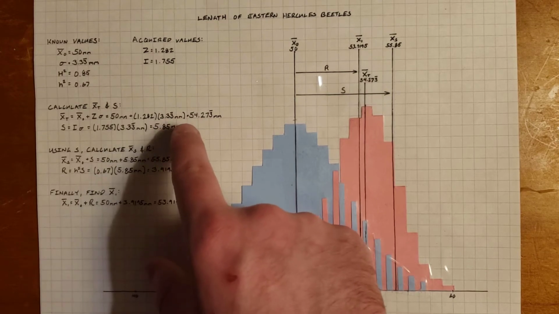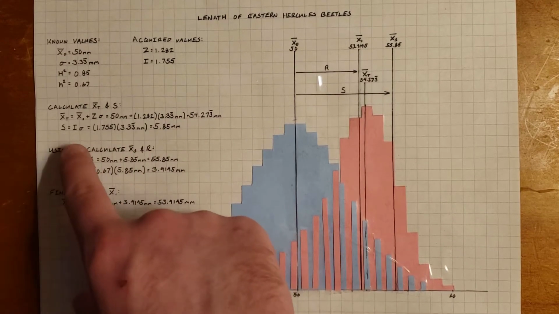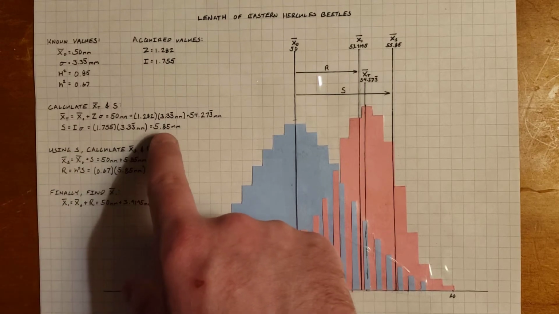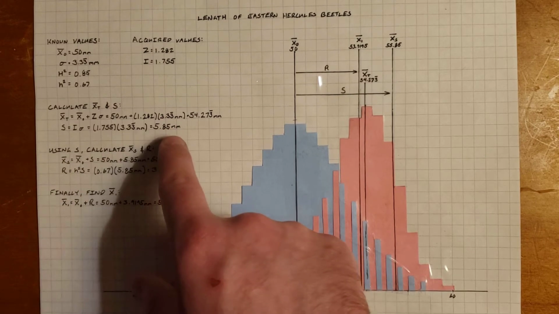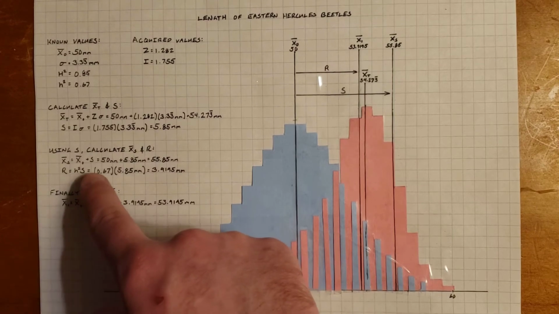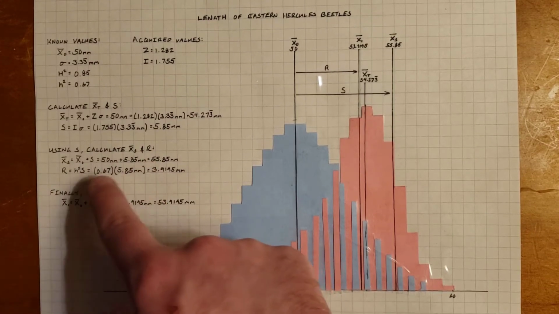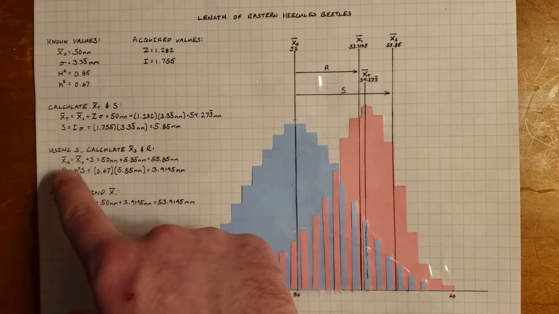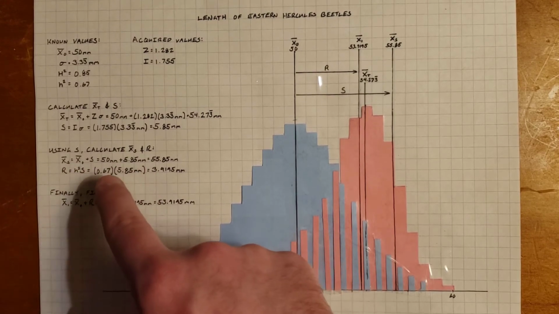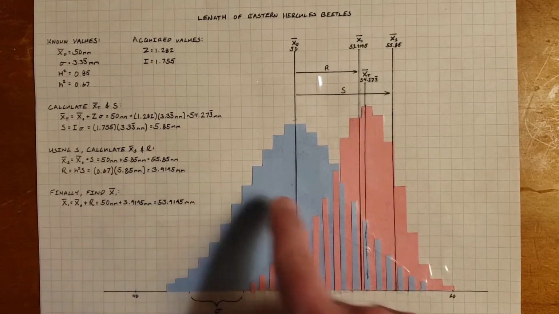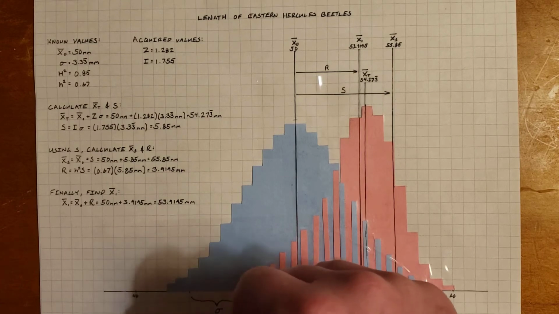I then need to find the selection differential. Easy. Selection intensity times standard deviation, 5.85 millimeters. I then take this selection differential and add it to my original mean in length, and I get the selected population of the original population, and that's going to be 55.85. This is the mean of all the beetles past the truncation point.